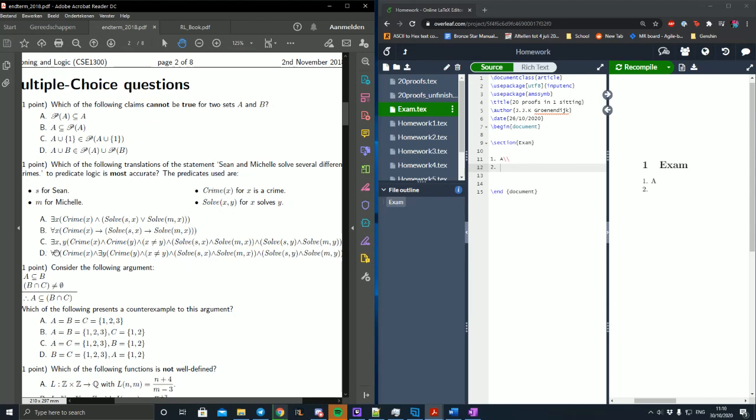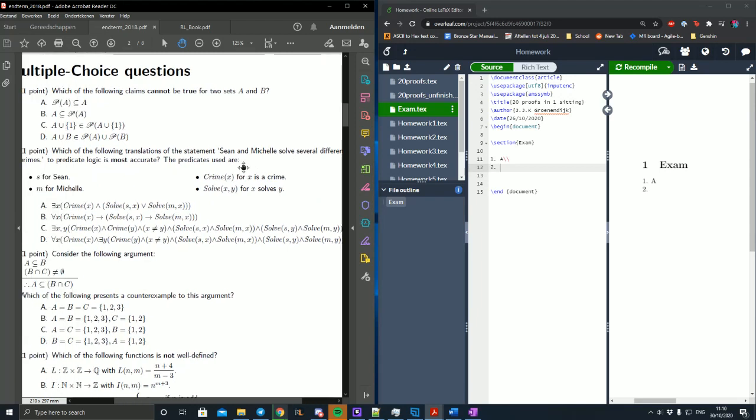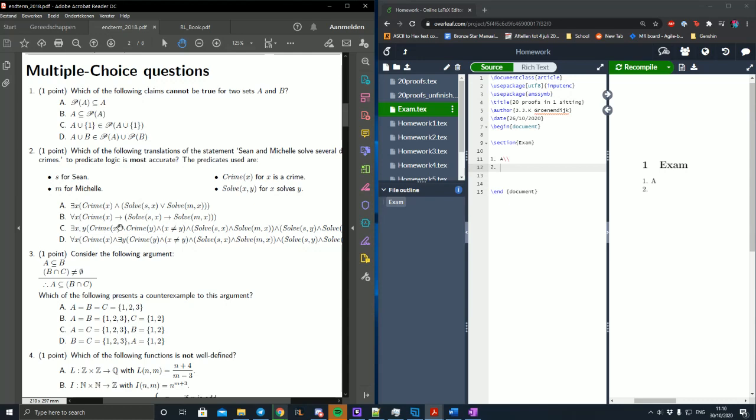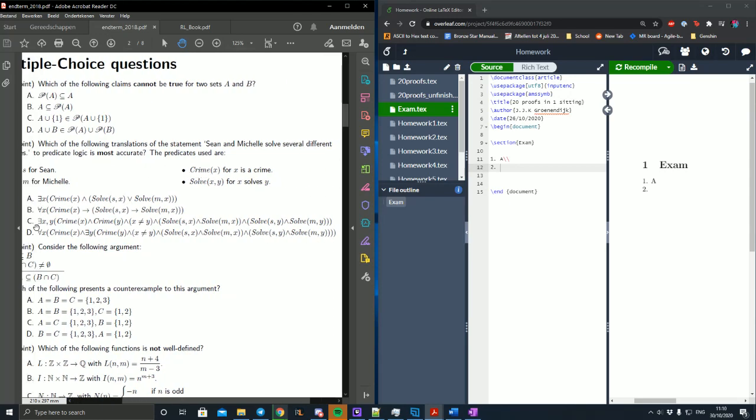There is an X and there is a Y, for which X is a crime and Y is a crime, and X is not Y. So this part means there are two distinct crimes, for which S solves the first and M solves the first, and S solves the second, and M solves the second. So this says there are at least two crimes that are solved by both people. But that's not true. Oh, it says there are several different crimes, so even if it will be true, then Sean and Michelle solve several different crimes. So this says there are at least two crimes that are not the same that are solved by both Sean and Michelle. This one might be it, but we'll look at the next one.